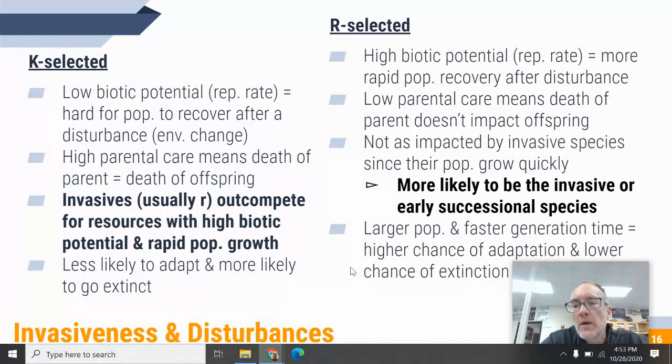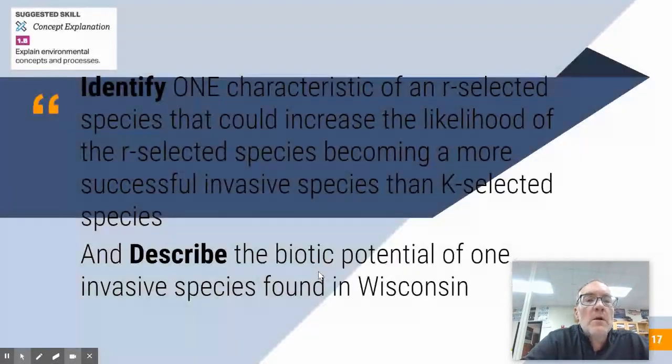Because they have so many offspring and in such high rates, they can adapt much quicker and they are much less prone to extinction. All right, now it's your turn again. I'd like you to identify a characteristic of an R-selected species that could increase the likelihood of that species becoming a more successful invasive species than a K-selected species. So what's a characteristic of R-selected species which would make it a good invasive species?